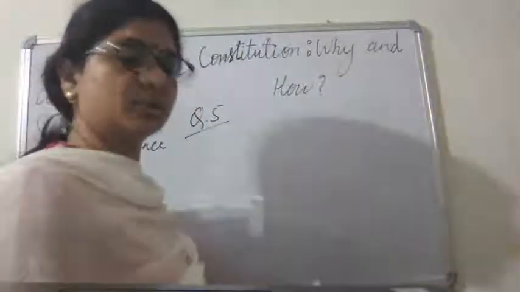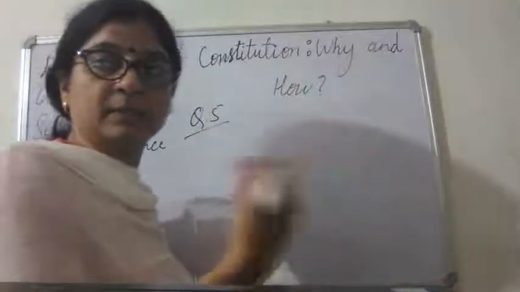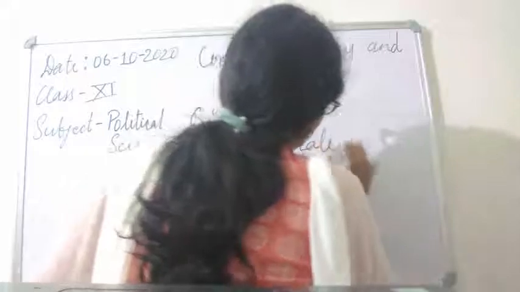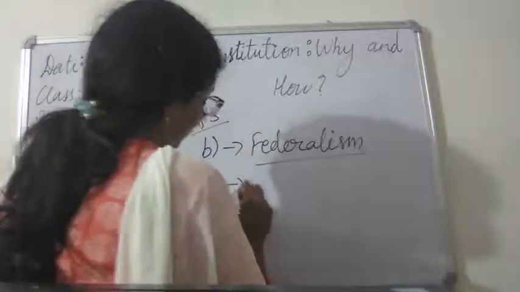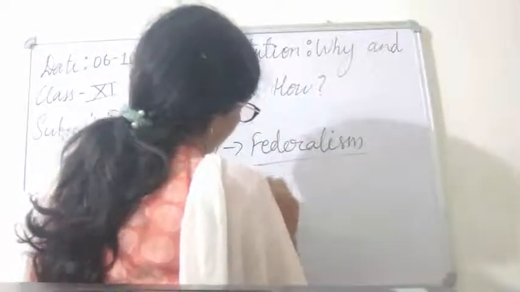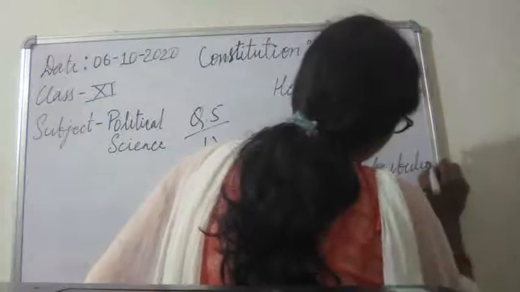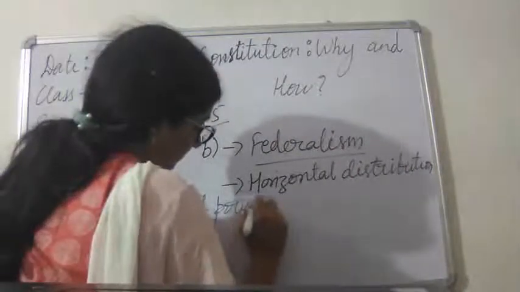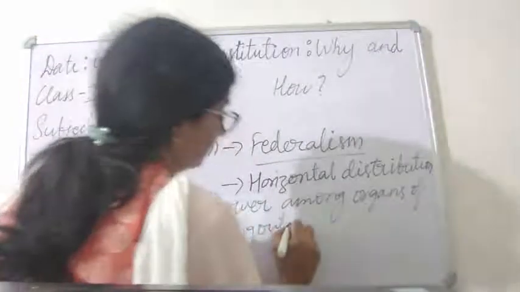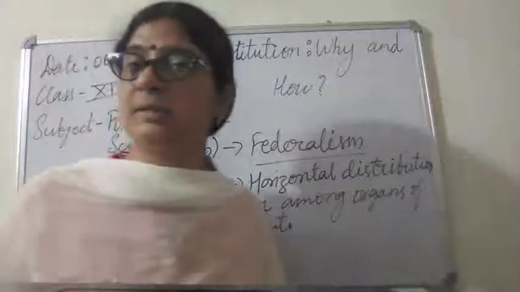The first is that our constitution makers went for a federal form of government, federalism, in which there is division of power between the center and the states. There are two levels of government. And in the second place, there is horizontal distribution of power among the organs of the government. What will come under organs? Legislature, judiciary, executive, all these are organs of the government.